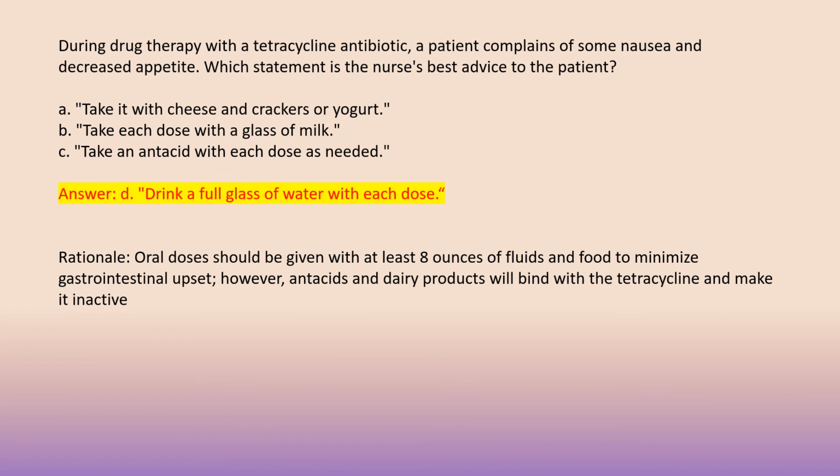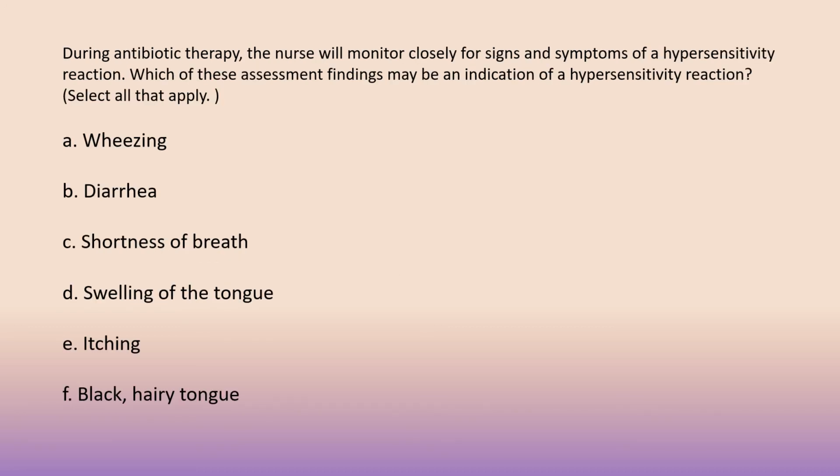Answer: D. Drink a full glass of water with each dose. Rationale: oral doses should be given with at least 8 ounces of fluids and food to minimize gastrointestinal upset. However, antacids and dairy products will bind with the tetracycline and make it inactive during antibiotic therapy. The nurse will monitor closely for signs and symptoms of a hypersensitivity reaction.